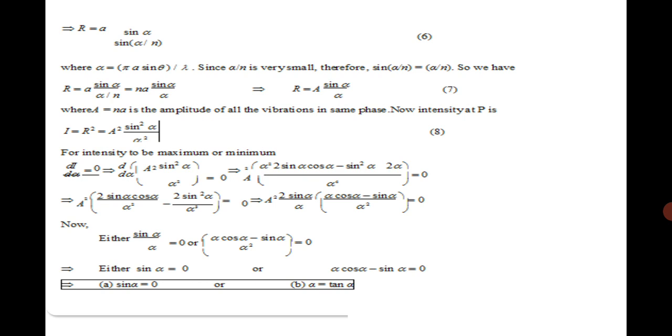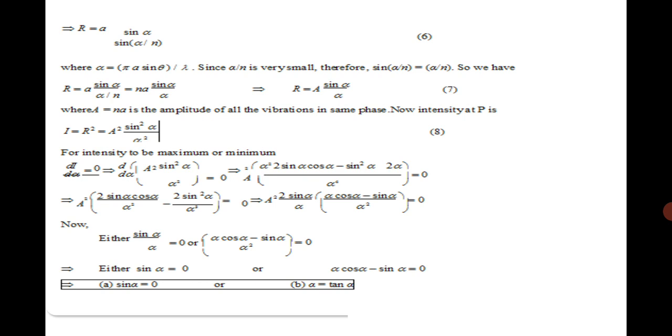Now the intensity at P is I = R² = A0² sin²α/α². For the intensity to be maximum or minimum, we take d/dα of A0² sin²α/α², which gives A0² (α² · 2 sin α cos α − sin²α · 2α) / α⁴ = 0.